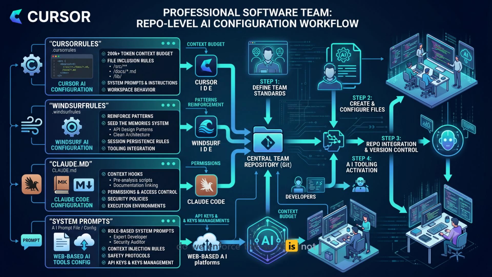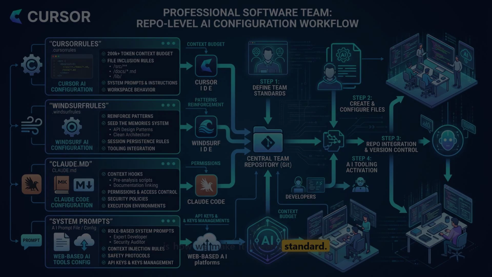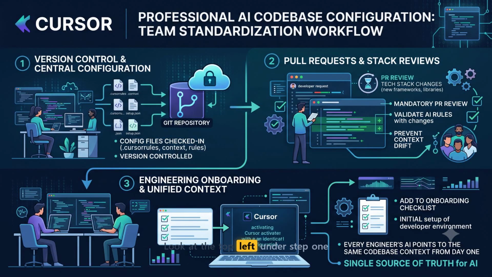But how do we enforce this so it is not just one person writing config files? Well, that is how we make it a team standard. Look at the top left under step 1 where it says version control and central configuration. This is where most engineering teams trip up. They treat their AI configuration files like personal preferences or global shell setups.